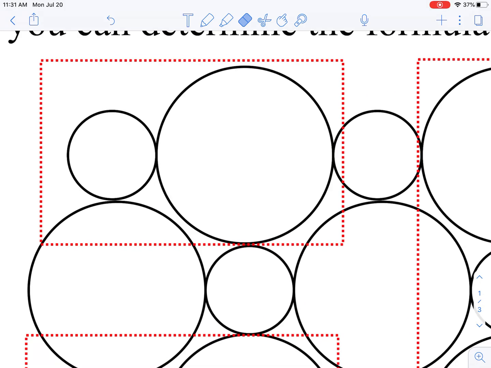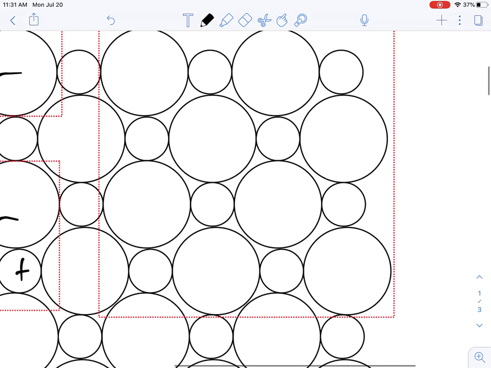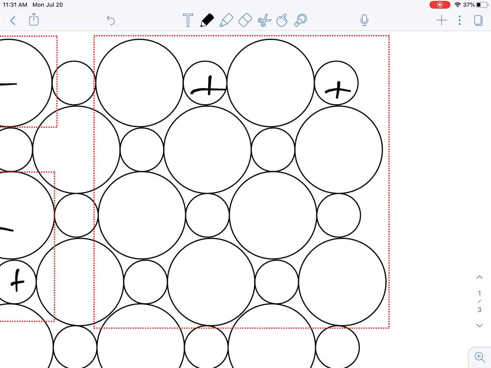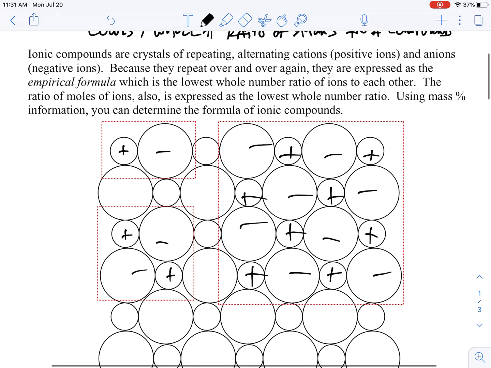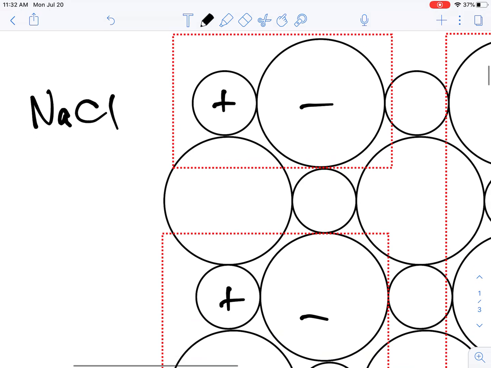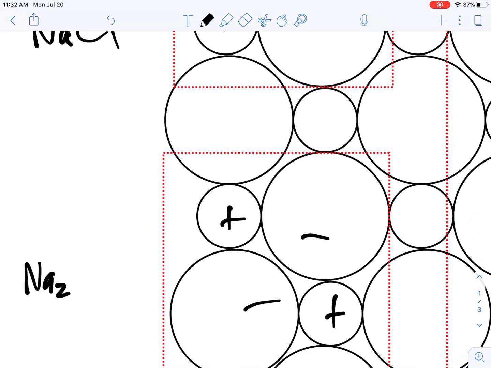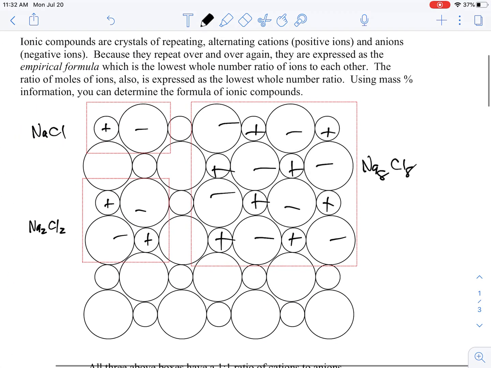If you were to look at this box here, there is one positive and there is one negative in here. If you were to look at this one here, there are two positives and there are two negatives. And if you were to look at this larger box here, there are the same number of positives as there are negatives. So you really don't want to have three different formulas. If this was sodium chloride, that would be NaCl. This one would be Na2Cl2. And this one over here would be Na8Cl8, but it's all salt.